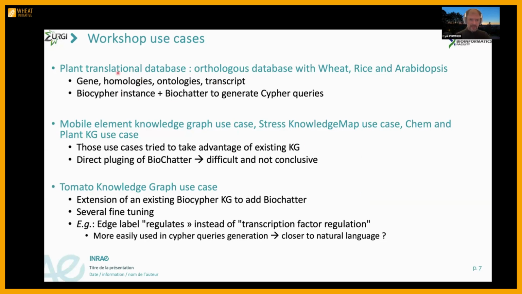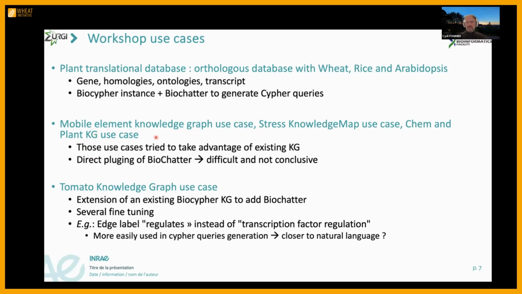So there has been a plant translational database with autologous, with WheatIS and Arabidopsis, with gene homologies, ontologies, transcripts. They succeeded in building the BioCipher instance plus BioChatter to generate Cypher queries. There was also a group working on a mobile element knowledge graph, as well as stress knowledge map use cases, and the chem and plant knowledge graph use cases.